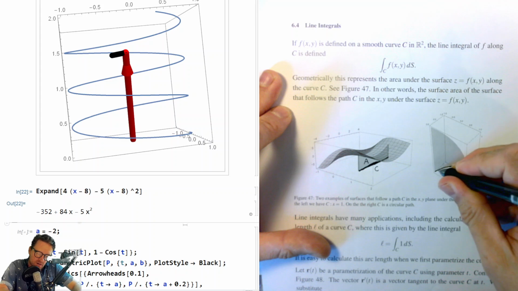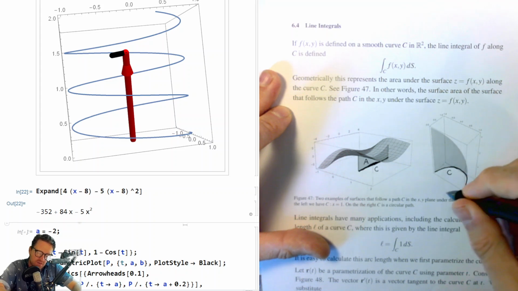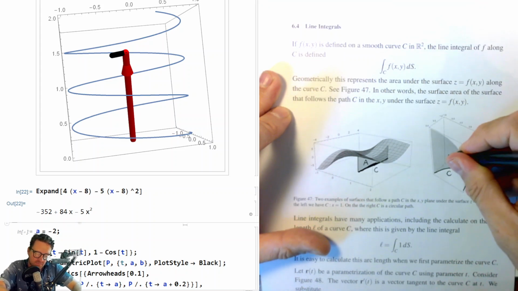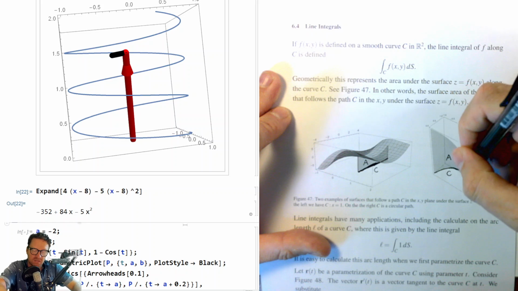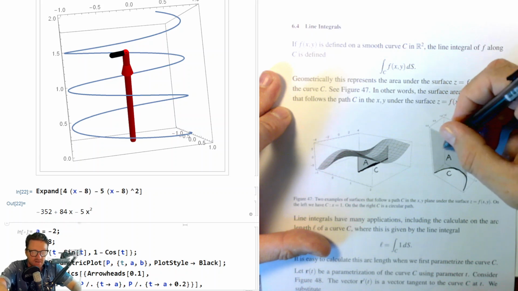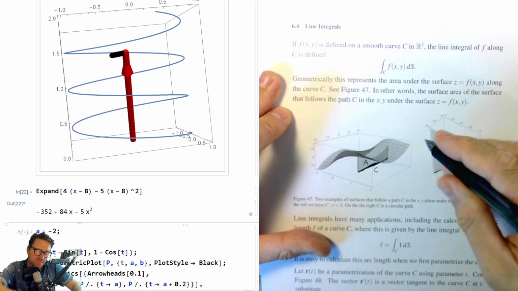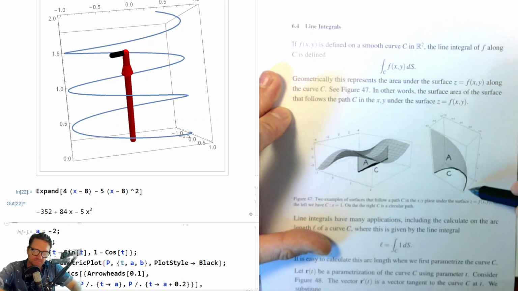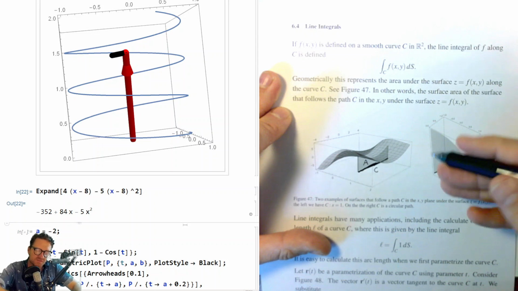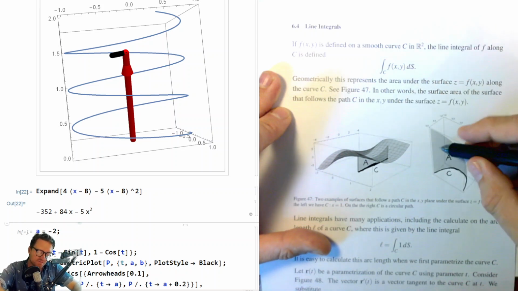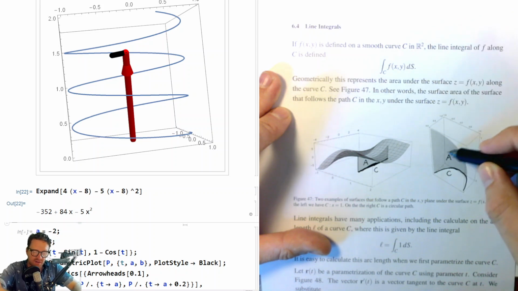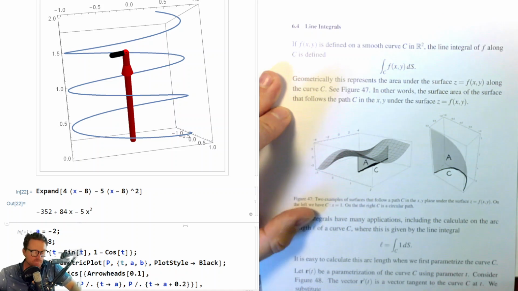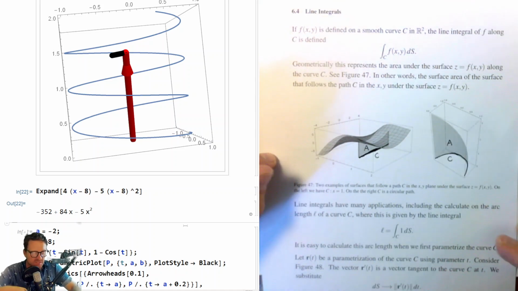So this is C down the bottom, that curve. Okay, and what does this represent? This represents the area of this side piece along here. So the surface area under that surface. So here we might have a surface over the top, but this is a slice along this curve C under the surface, and that calculation gives you the area of this, think of it as a ribbon or something. Surface area of that slice.